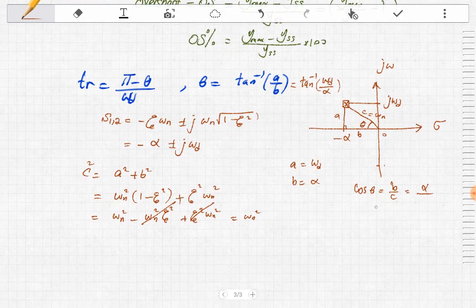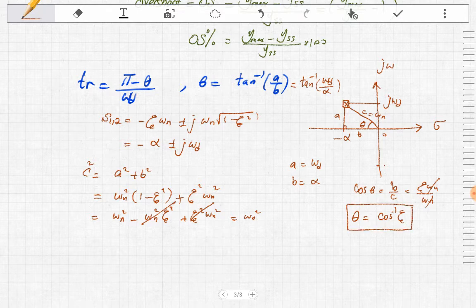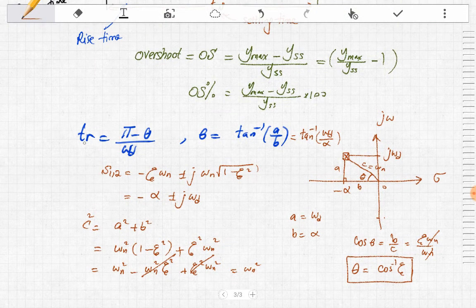So some people like to get it from the cosine. Cosine is equal to B over C. All right. B is equal to alpha, and C is equal to omega n. And what's alpha? Alpha is eta omega n, true? Yes. So omega n cancels omega n. So cosine theta is equal to eta. So theta is equal to cosine minus 1 of eta. Many people like this because it's very easy, very simple. Theta. So this is how to find rise time.